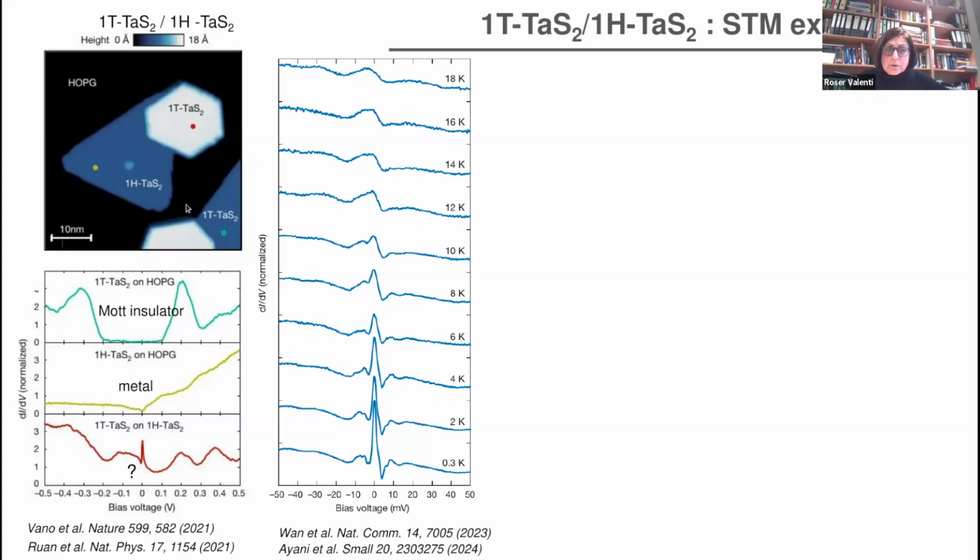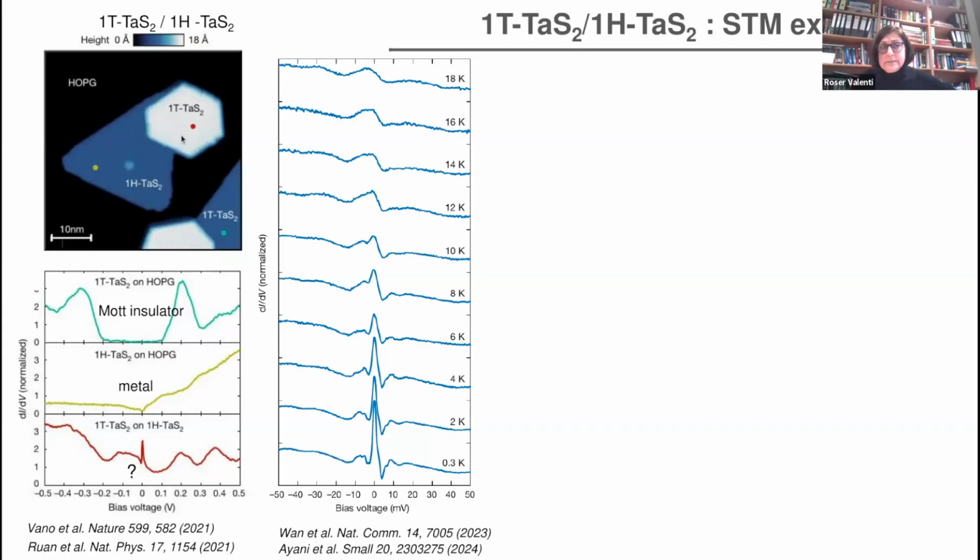So when the tip is put on top of the only 1T tantalum disulfide layer, so basically this charge density wave distorted system, what they observe is indeed a Mott insulator. So there is a big gap between the upper and the lower Hubbard band. When the tip is put on top of a 1H layer, then indeed they see a metallic behavior because we have indeed this triangular case of the 1H tantalum disulfide.